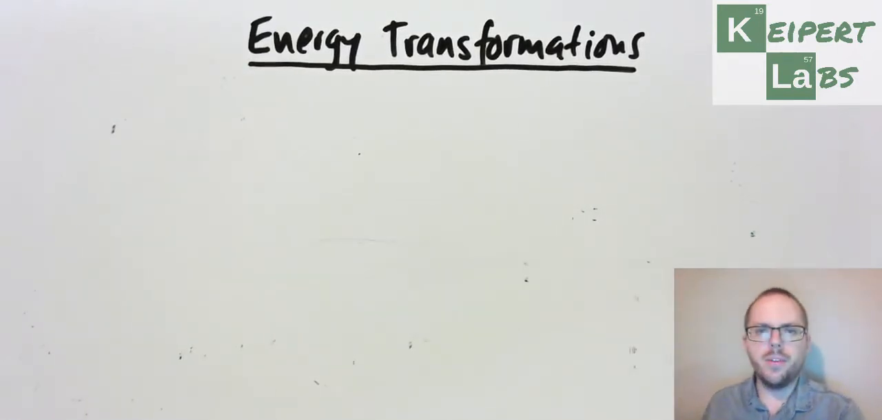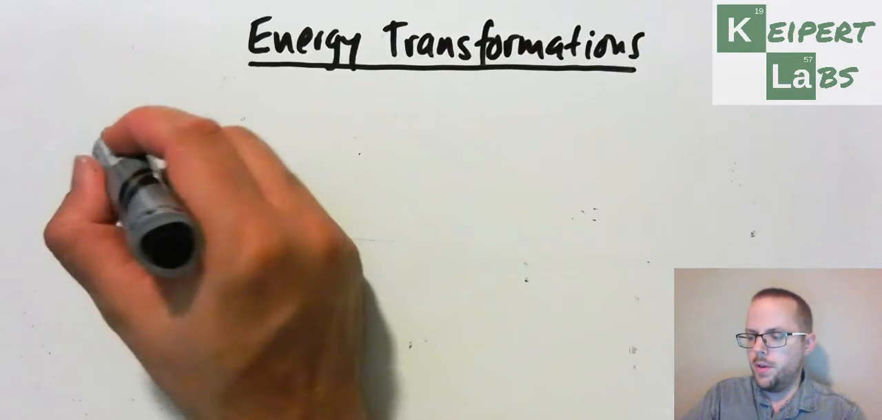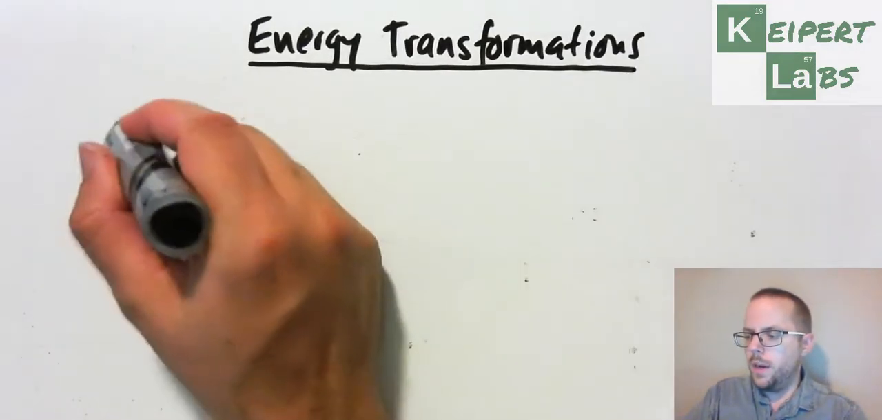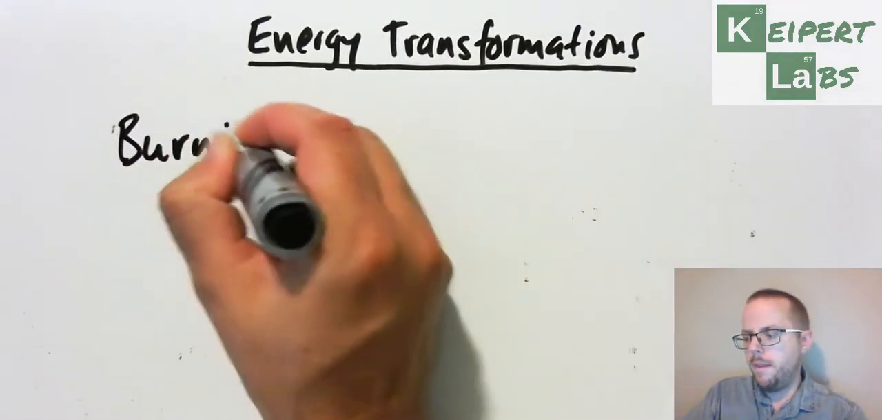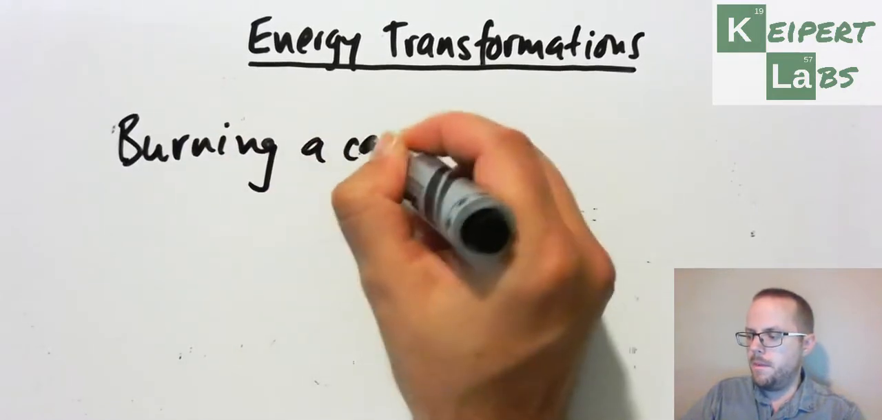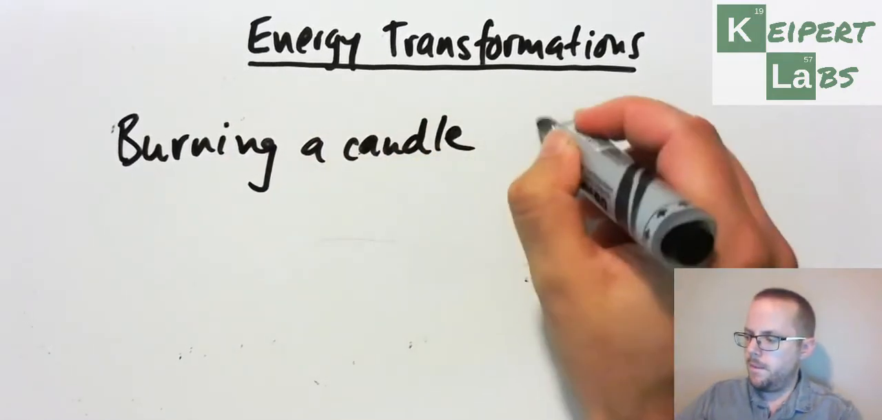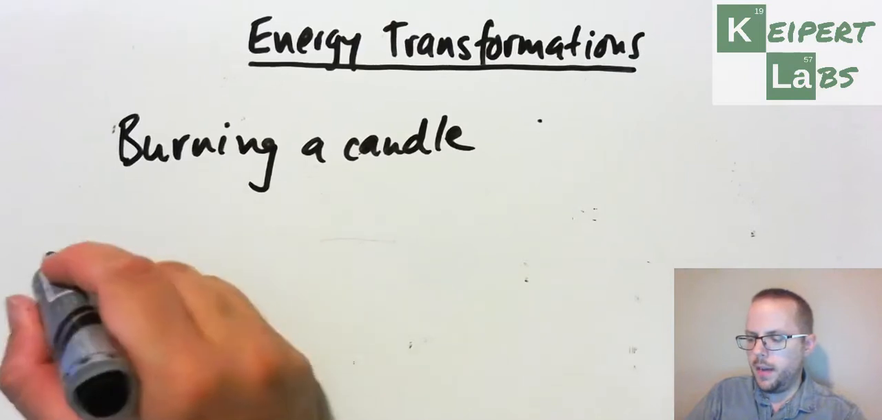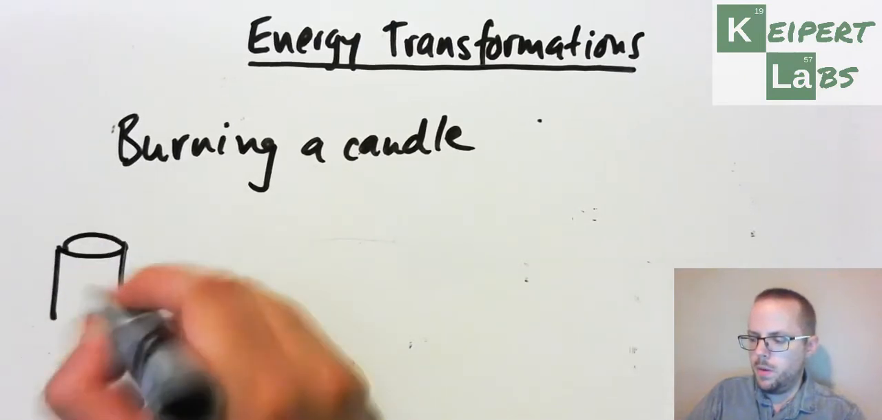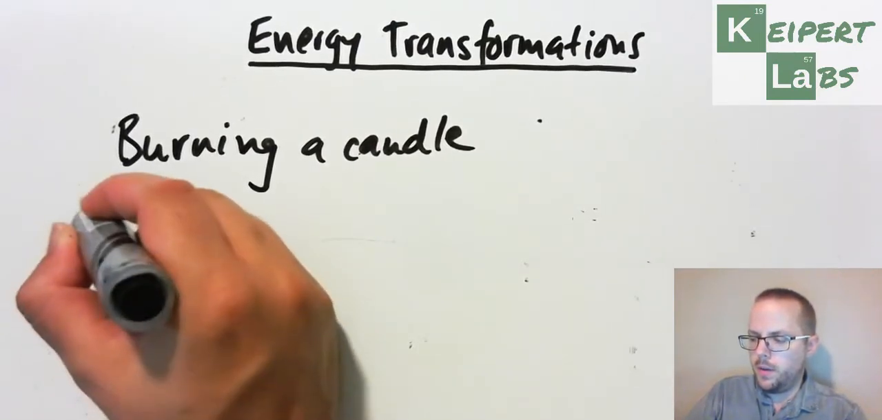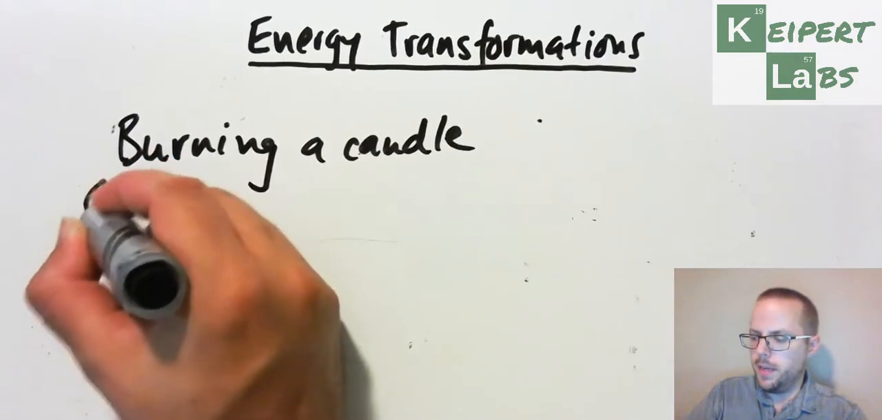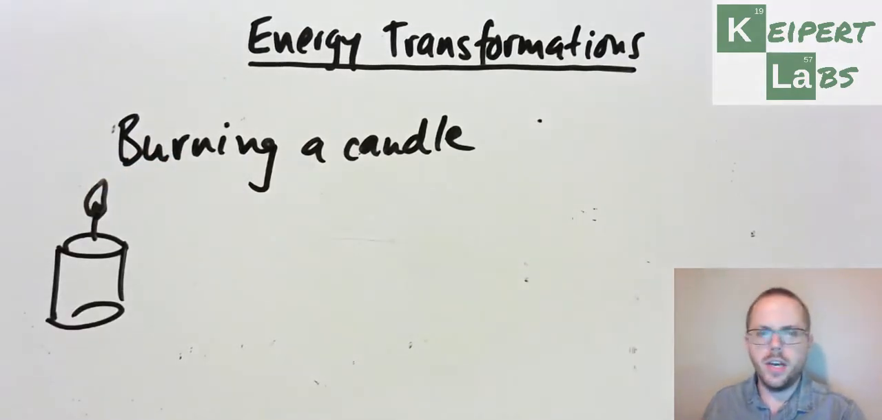Okay, and so I'm going to give you a couple of quick scenarios, and that'll help to illustrate this. So we're going to talk about burning a candle. We've got our lovely little candle over here. It's got a wick. It's got a fairly average looking flame. You can see why I'm a science teacher and not an artist. So we have a candle that's burning.